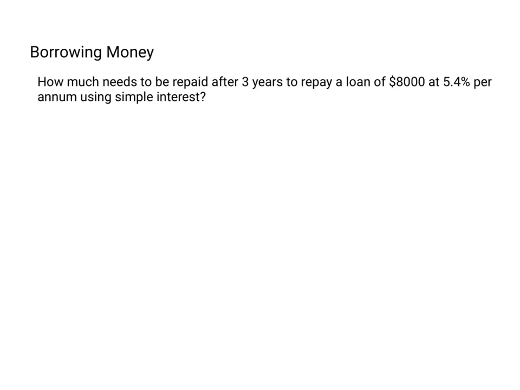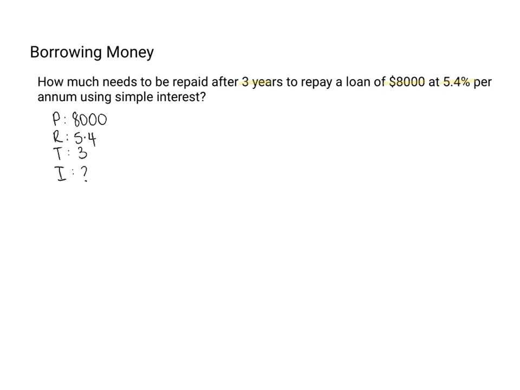So again, you might want to utilize our PRTI to make sure you're finding the variables as you read the question. So as we're reading through the question, we can see that it's 3 years, the loan is $8,000, 5.4% is our interest, and we're looking at how much needs to be repaid. Now that means we need to find out, well, what was the interest gain?